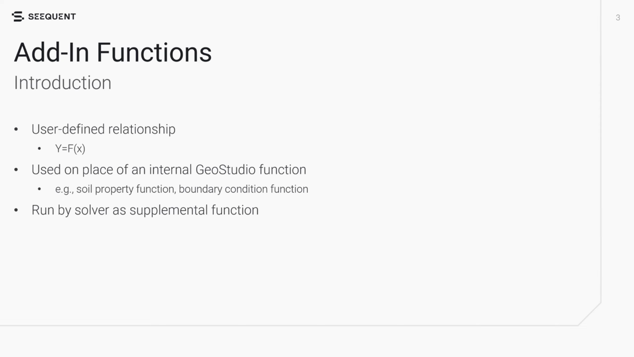Now that we've reviewed these terms, let's consider what an add-in function is. In general, an add-in function is a user-defined relationship. This relationship may follow the form y is equal to f of x, where the value of y is determined based on the value of x given the add-in function f. An add-in function can be used in place of an internal GeoStudio function. Internal GeoStudio functions include material property functions and boundary condition functions. Add-ins are incorporated in any GeoStudio analysis as a supplemental function run by the solver.